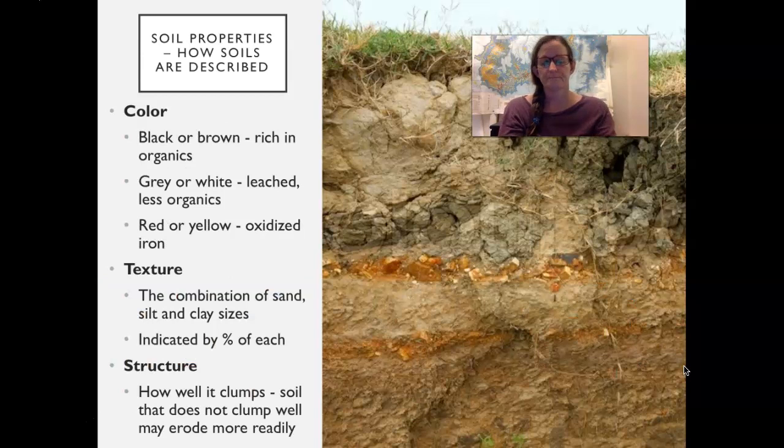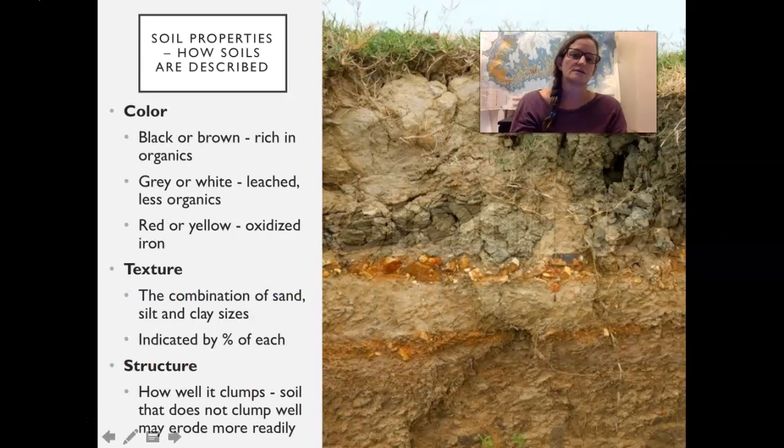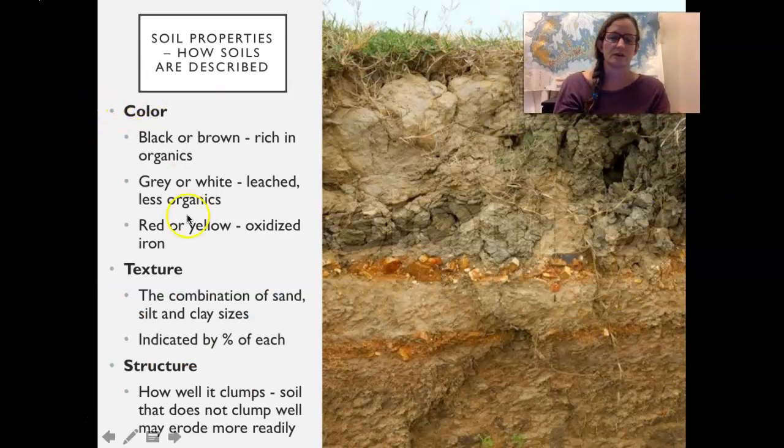All right. Soil is described in different ways. We can look at the color, whether it's rich in organics, it can be black and brown, or gray and white if it's really leached, or red and yellow if the layers are oxidized. You can see in this image here lots of different colors in the soil horizons.